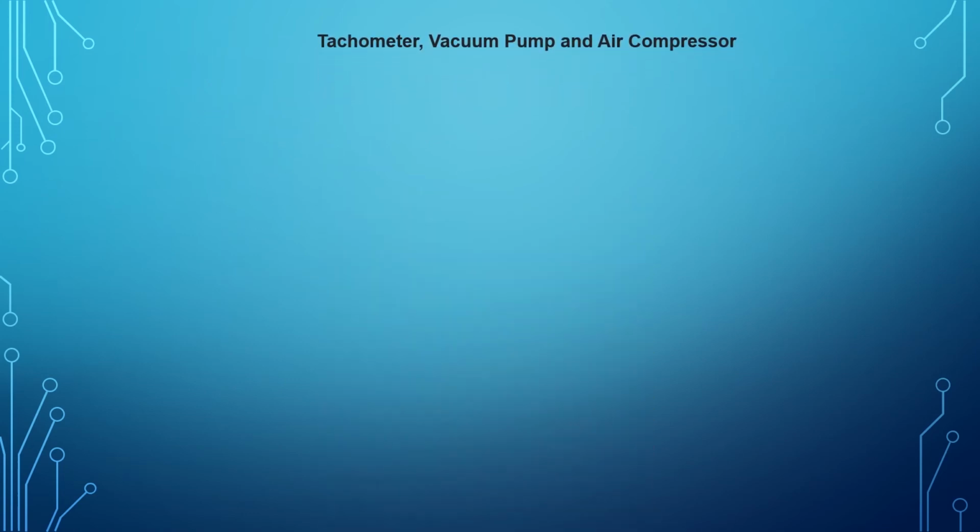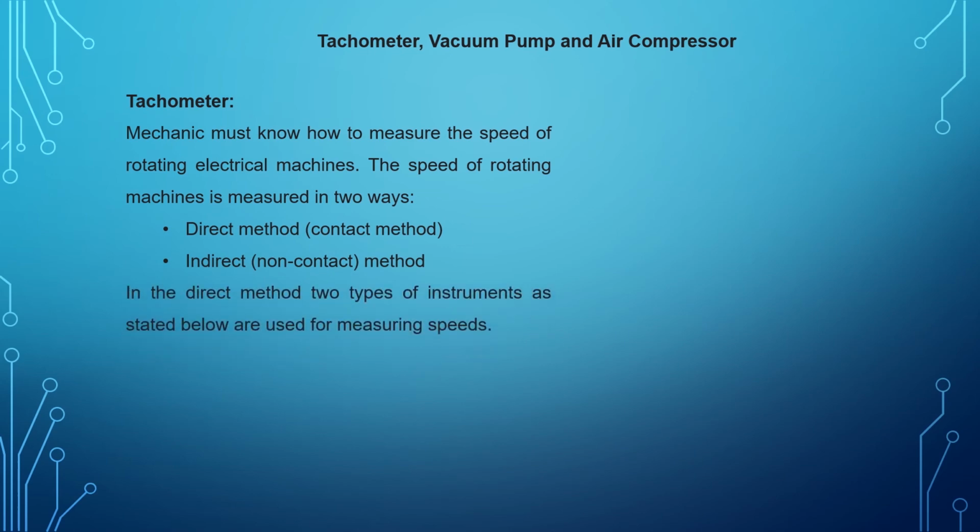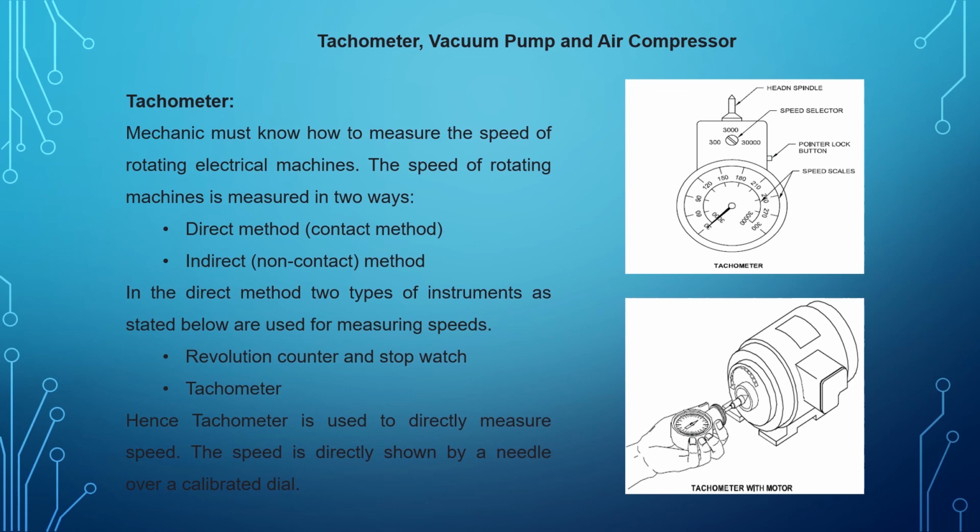Tachometer, vacuum pump, and air compressor. Tachometer. A mechanic must know how to measure the speed of rotating electrical machines. The speed of a rotating machine is measured in two ways: the direct, contact method, and the indirect, non-contact method. In the direct method, two types of instruments are used for measuring speed: revolution counter and stopwatch. Hence, a tachometer is used to directly measure speed. The speed is directly shown by a needle over a calibrated dial.